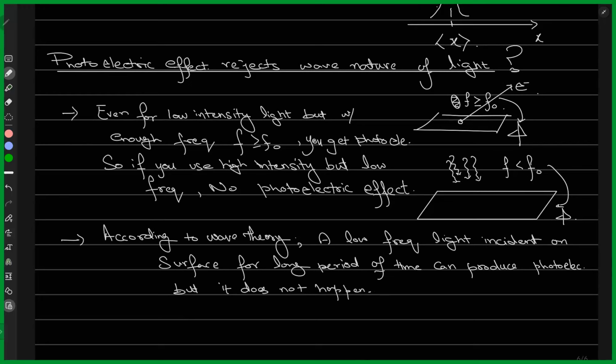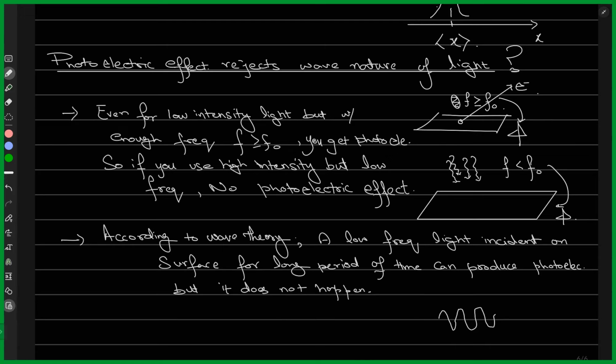Experimentally, you take a low frequency light and throw it at some material, and it's not ejecting any electrons right now. But according to wave theory, if I keep this light incident on this material for a very long period of time, eventually the electrons are going to gain enough kinetic energy and just escape. That is true for a wave, because a wave is a continuous thing. That's why in your microwave ovens you set some time, maybe 20 seconds, 30 seconds, 1 minute. The more time you provide, the more energy it is supplying, and that's why more heat is produced in the food.